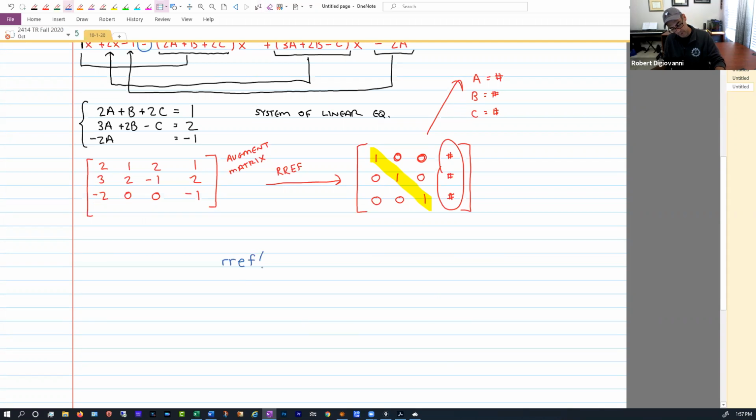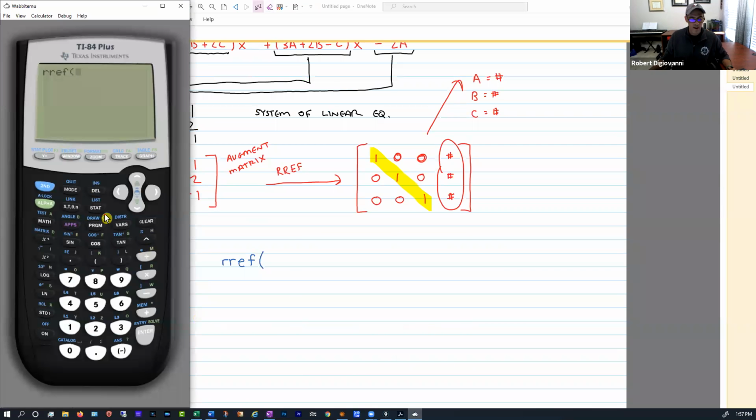RREF, parenthesis. All right, so that's where we are. So now what I do is this. I'm going to put a bracket in, not a parenthesis, a bracket. And the bracket is above the parenthesis, so I have to hit my blue key, bracket. Oh, no, hold on. I hit the wrong thing. Sorry. It's above the multiplication key. Not a brace, a bracket.